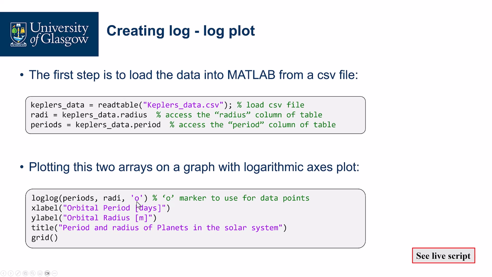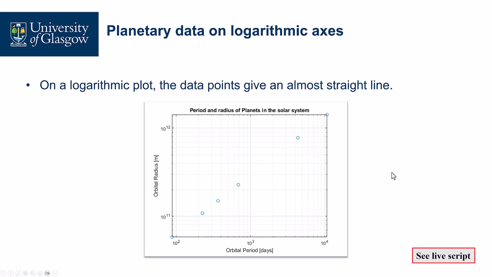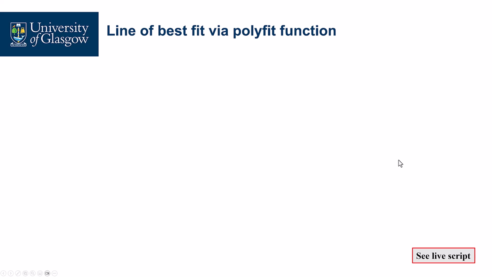Right. So then this is a marker, as we have seen last week. Then we add the X label, Y label, title, and the grid on the plot. So the log-log plot is generated here. As we can see, the markers are here, the planets are here, the x-axis is the orbital period, and the y-axis is the orbital radius, right? So we can see it here.